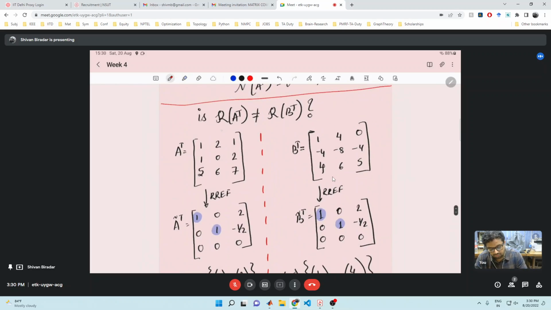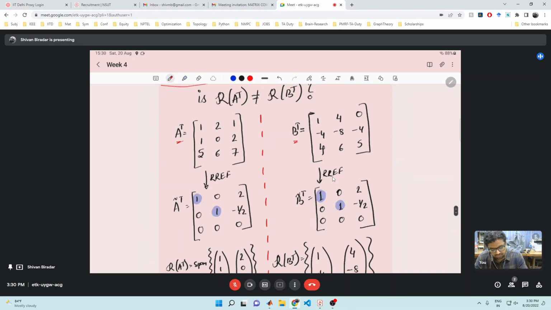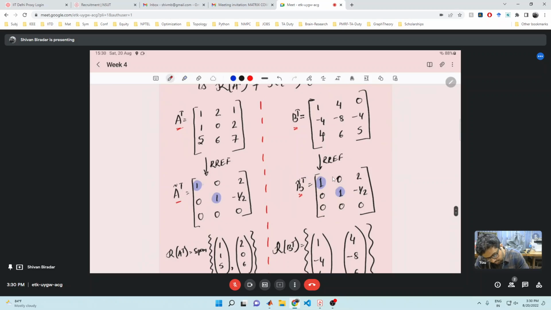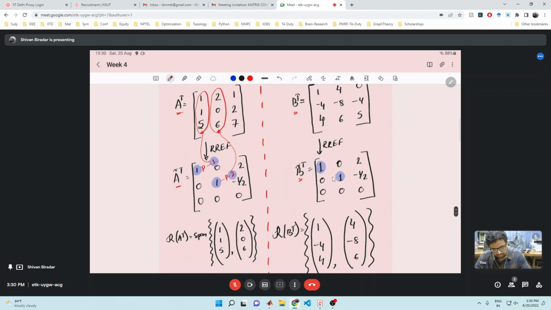We have to check whether the range space of A transpose is not equal to the range space of B transpose. A transpose is this, B transpose is this. The corresponding RREF are this. Same thing. The pivot is in the first column, first row. The pivot is in the second row. Corresponding to the index of these pivots, we go back and take this. This is the second column. So take this second column, and these two columns will span the range space of A transpose.